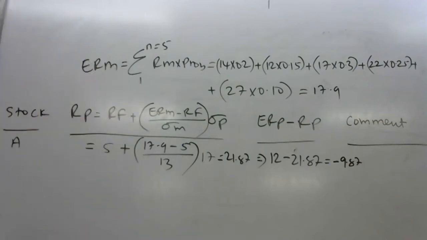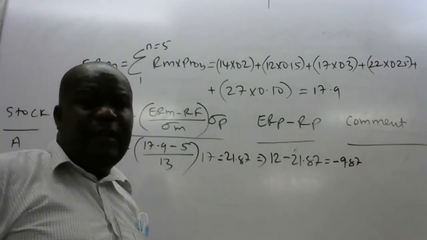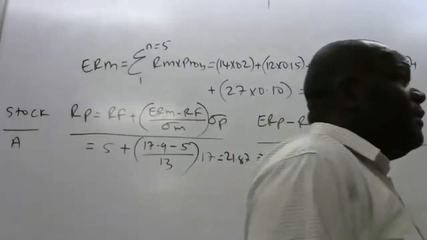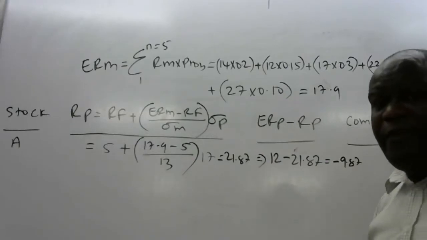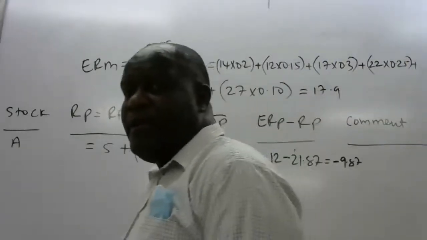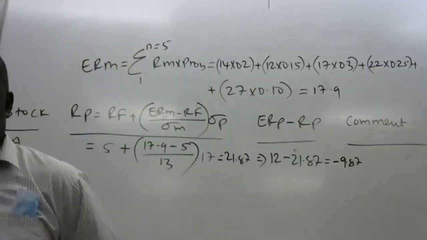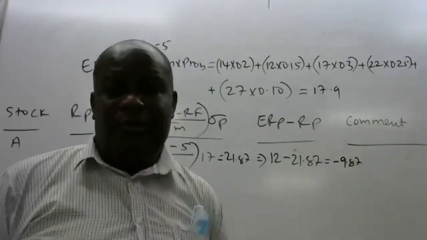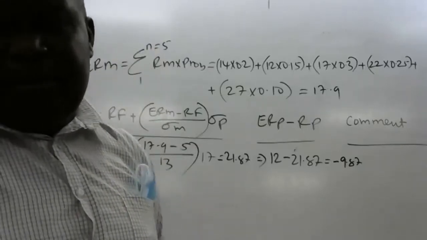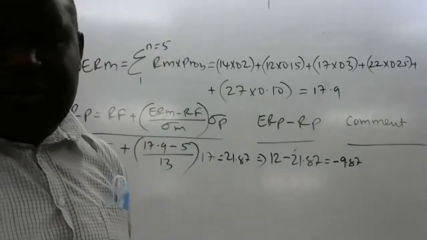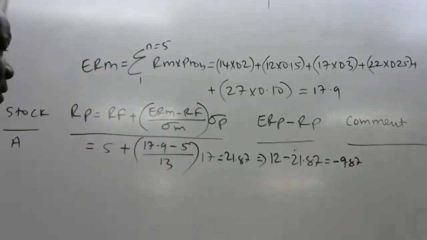It is inefficient, or it is overvalued by the market. That's now for N. We go to B.